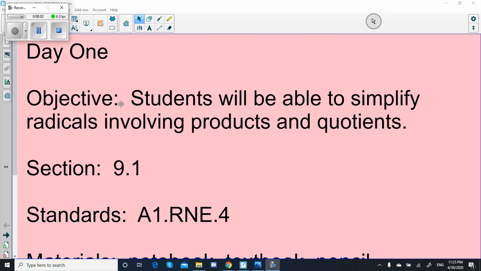Hi guys, it's the first section in Chapter 9. We just finished Chapter 8, so most of it is solving quadratics. We're going to do a little simplifying of radicals first in Section 9.1.